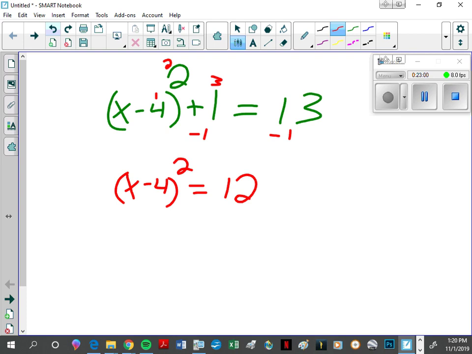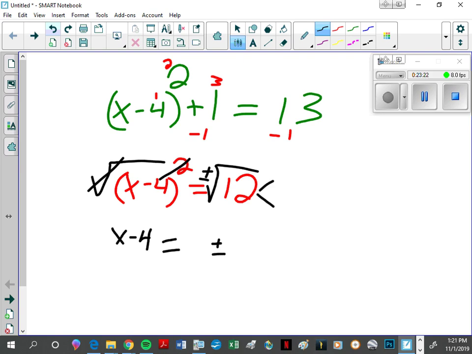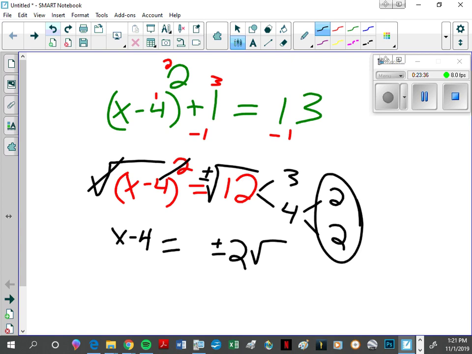And I am going to require that you write all this down. You have to show the steps. Now I take the square root. And anytime a square root cancels a squared, you need plus or minus. That yields x minus 4 equals plus or minus the square root of 12. 12 is made up of 3 and 4, which is made up of 2 and 2. Can I bring anything out? Pair of 2s. 2 times the square root of 3 is the only leftover.